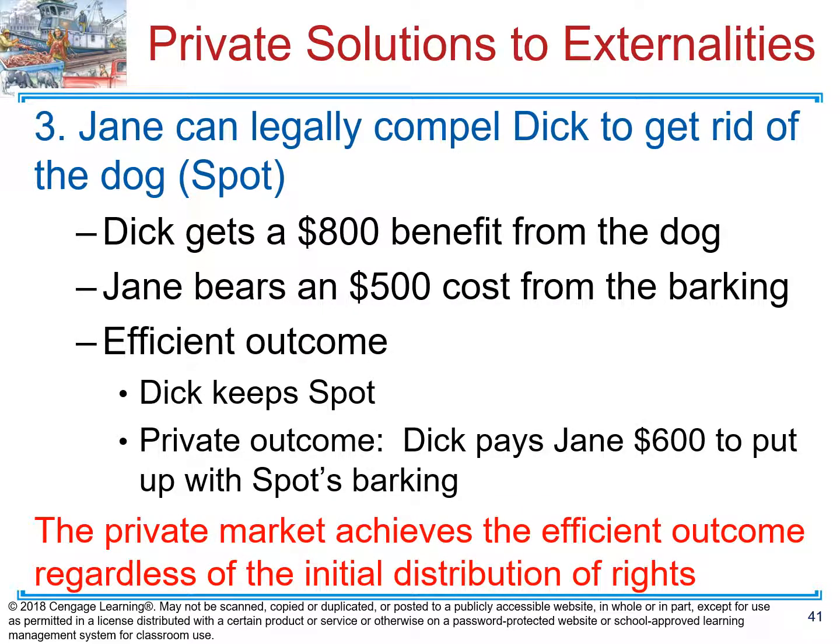What if Jane can legally compel Dick to get rid of the dog, Spot? Dick can get an $800 benefit from the dog. Jane will bear a $500 cost from the barking. The efficient outcome: Dick keeps Spot. The private outcome: Dick pays Jane $600 to put up with Spot's barking. The private market achieves the efficient outcome regardless of the initial distribution of rights.